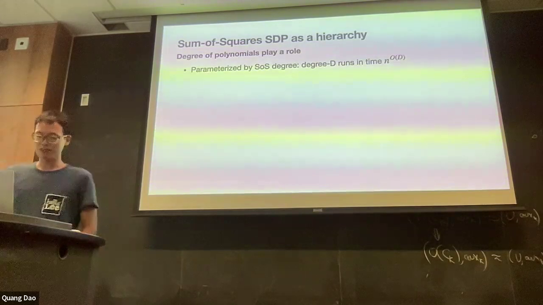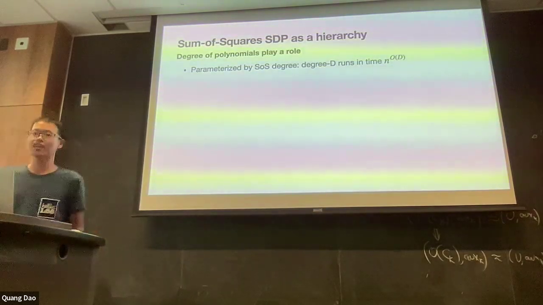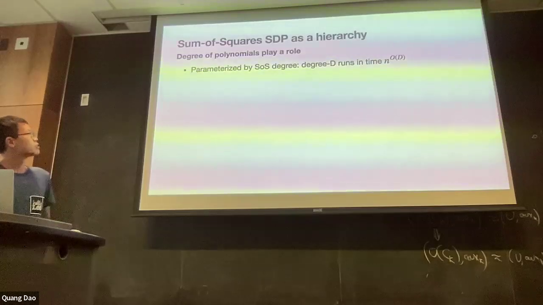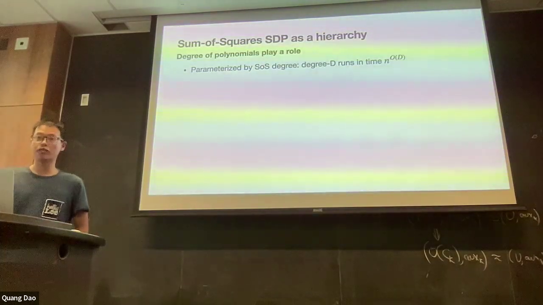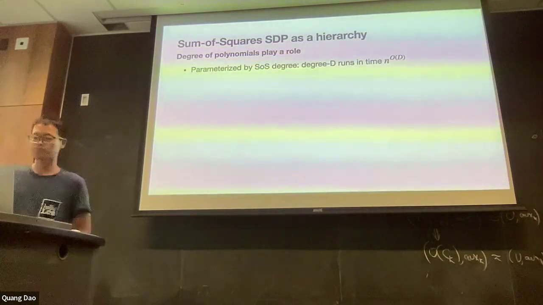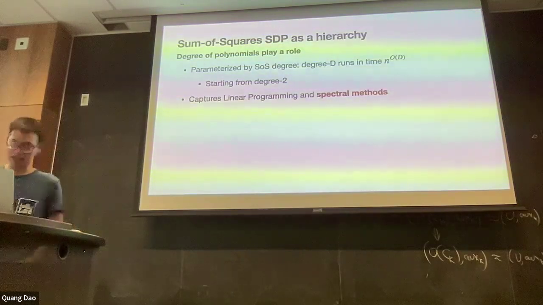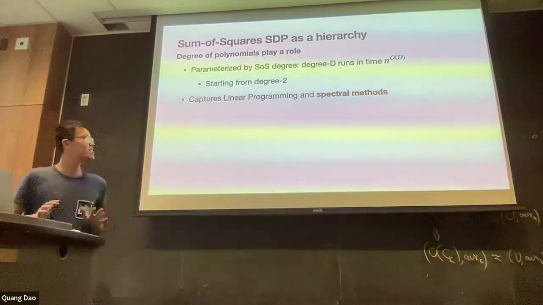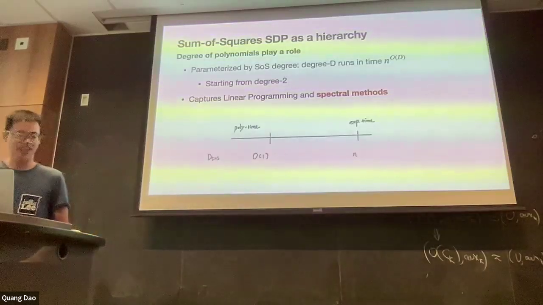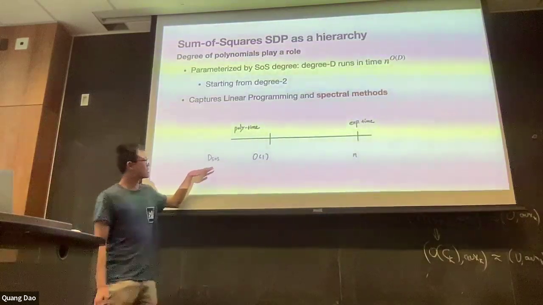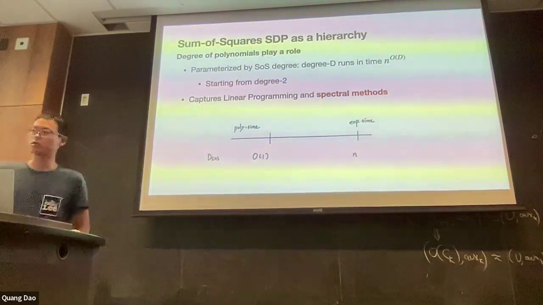And crucial to the polynomial system is the degree of the polynomials that we look at. As you might guess, the higher the degree of the polynomial, the stronger the proof system would be. And in sum of squares, we usually parameterize things by sum of squares degree. By the previous result of Parrilo and Lasserre, we can say that degree d sum of squares runs in n to the order d. We usually consider sum of squares as starting from degree 2, and it captures linear programming and spectral methods. Actually for this talk, we can roughly equate sum of squares and spectral methods for reasons to be specified in a bit. And here's the interpolation: constant degree sum of squares gives us polynomial time computation, and as we increase the degree all the way to n, we can get an interpolation all the way to exponential.